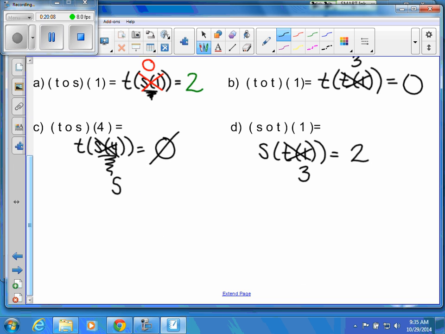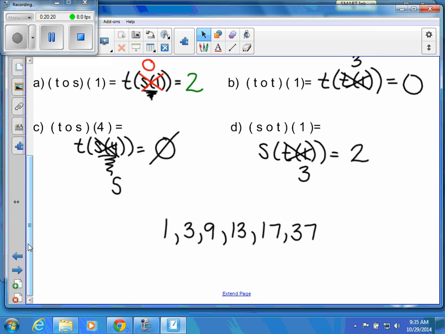Okay, what is the assignment? The assignment is problems 1, 3, 9, 13, 17, and 37. There's a lot of parts to it, and now you've got it explained to you, so now you should be able to sit down and work these out.